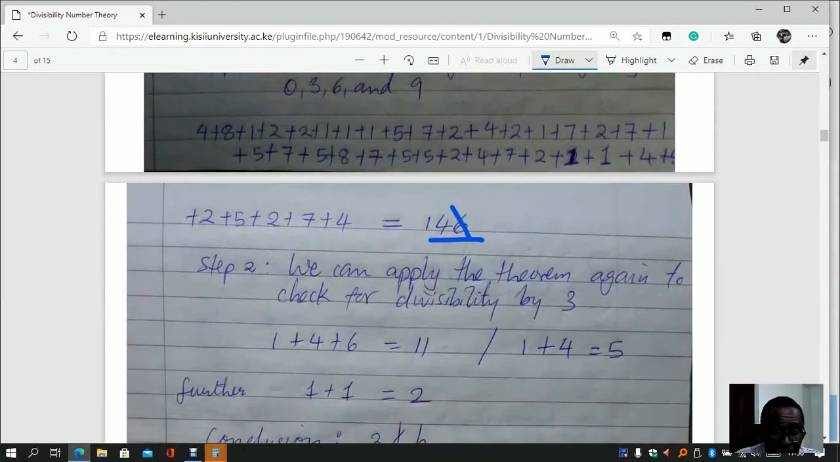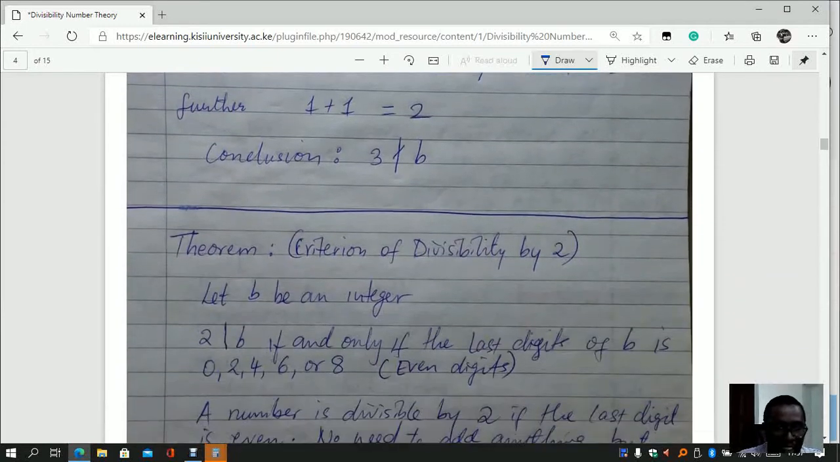Is 14 divisible by 3? Or does 3 divide 14? Or if you still cannot understand, you can add this number, 1 plus 4, so that you can see the resultant answer is 5. So you ask yourself, does 3 divide 5? No. So we can state here as a conclusion that 3 doesn't divide B.